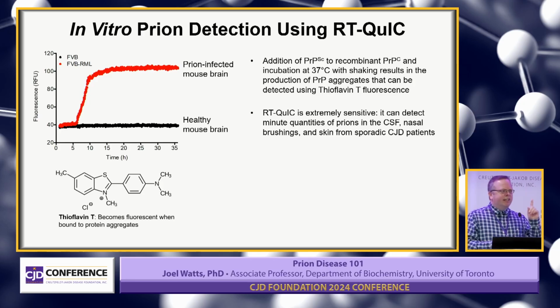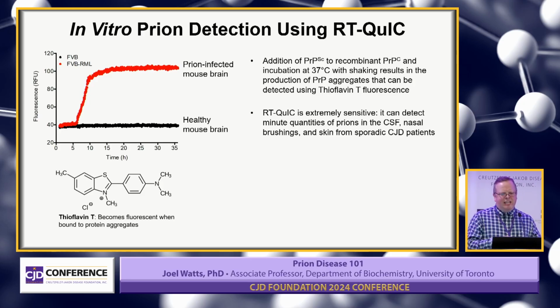Now, I just wanted to have one slide about RT-QuIC. Dr. Appleby already introduced this and explained how it's really revolutionized diagnosis in the human prion diseases. Here's how RT-QuIC works. You take recombinant PrP, which is produced in bacteria, and then you add to it a source of prions. And then you put it in one of these plate readers, and you add thioflavin T, shown down here in the bottom left. It's basically just a dye that becomes fluorescent when it binds to protein aggregates.